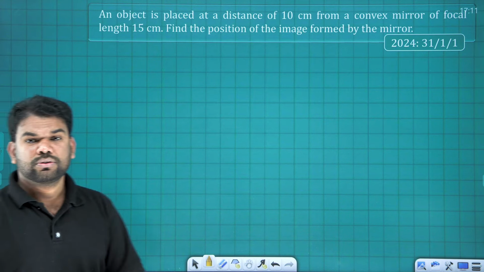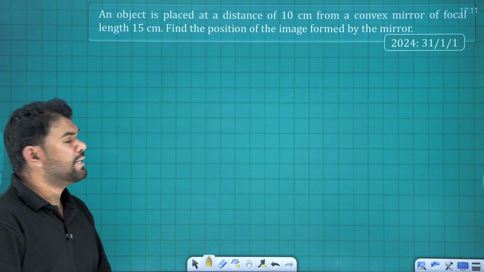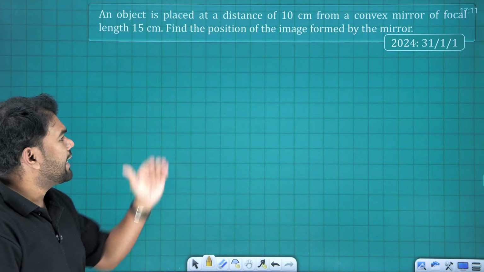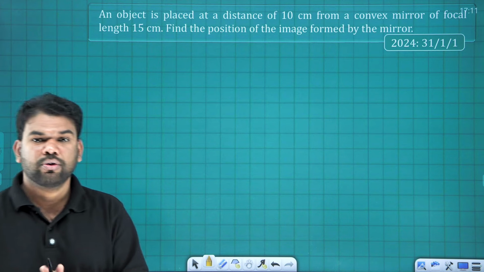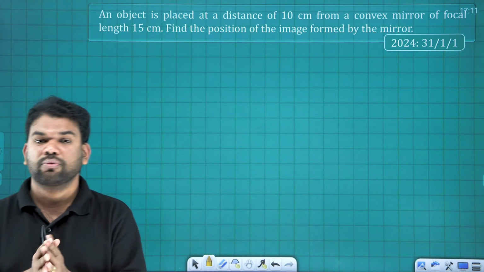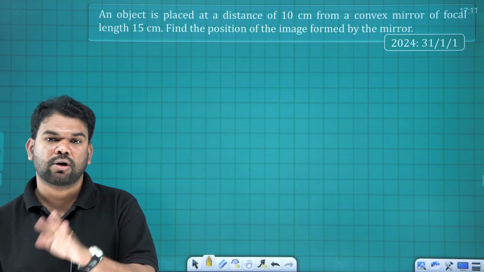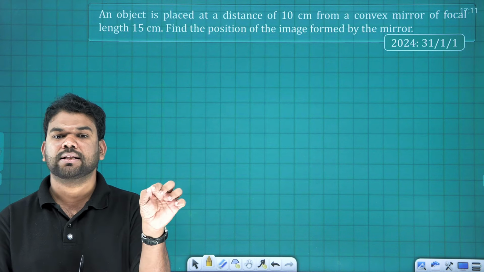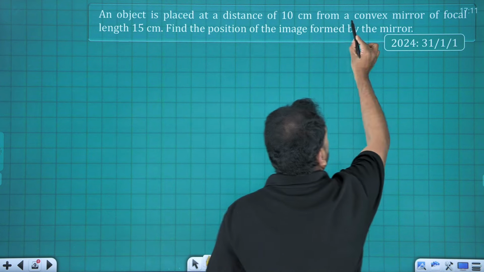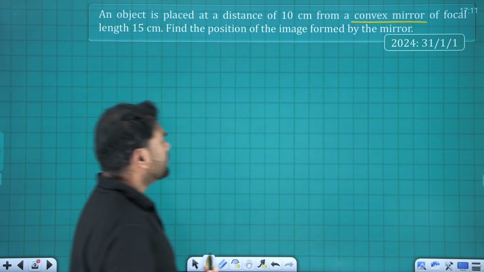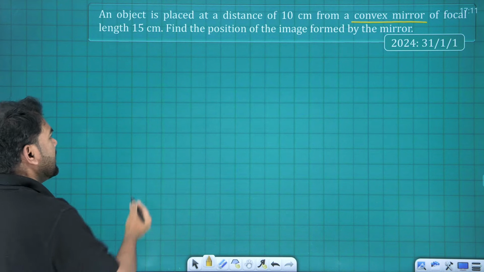Now, this question is based on numerical. An object is placed at a distance of 10 centimeter from a convex mirror. I already told you, numerical questions are also very important. You need to first understand whether the given question is based on a mirror or a lens. So, I underline the given mirror or lens. Here the question is based on a convex mirror.